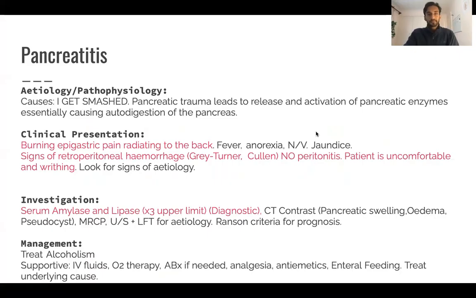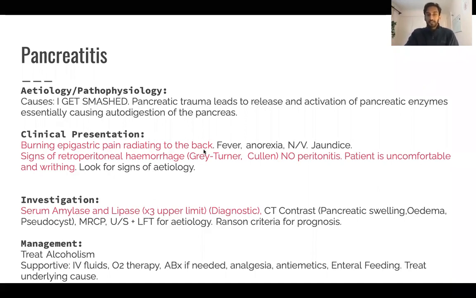So pancreatitis, very classic presentation of burning epigastric pain radiating to your back. Really important one to look out for. In terms of your causes, it's I GET SMASHED. Honestly, half of this acronym is absolutely useless, but the main ones are probably the first few letters: I for idiopathic, G for gallstones, E for ethanol, and then the second S is for scorpion bites. I don't know the rest. It's not really that important.